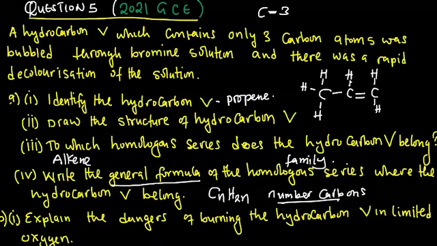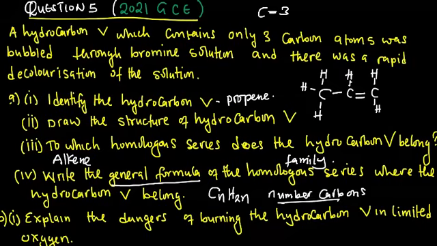Then for B, explain the dangers of burning hydrocarbon V in limited supply of oxygen. So in short, here we are told to explain the dangers of incomplete combustion of hydrocarbon V, because limited supply means that it does not burn completely. So the terms used, limited supply and shortfall supply, all mean one and the same. But the other way that can be used is full supply, plenty supply, or excess. So these three, excess, plenty supply, full supply, mean a lot of oxygen.